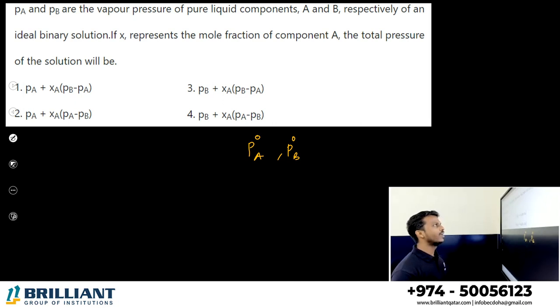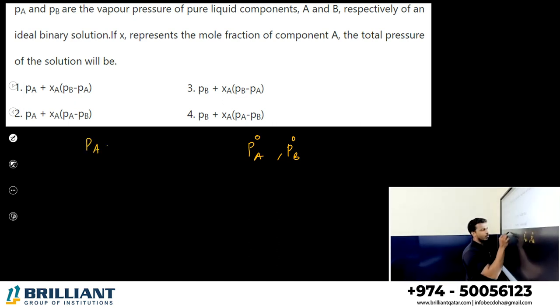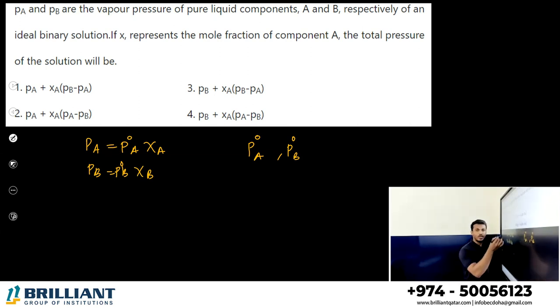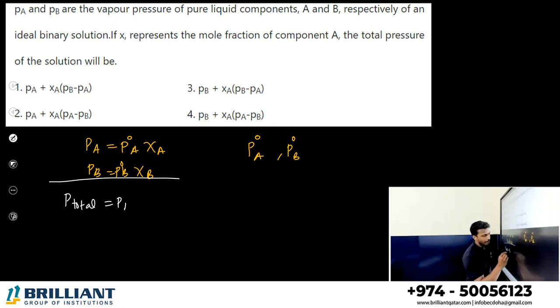X represents the mole fraction of A. The total pressure of the solution will be, we derived a small derivation during the solution chapter. We know Raoult's law, PA is equal to P naught A into XA, PB is equal to P naught B into XB. Not actually X, but chi A and chi B. Then what is the total pressure? Total pressure will be PA plus PB. PA means P naught A into XA, and PB is P naught B into XB.